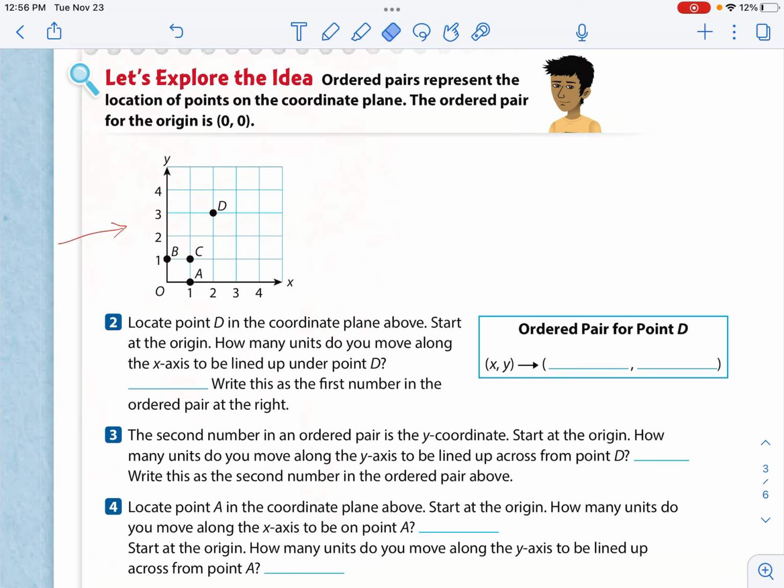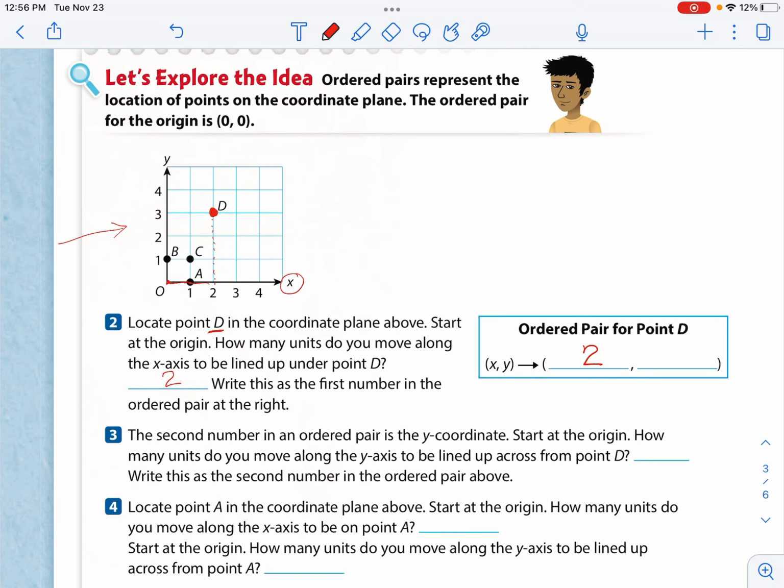I'm actually going to erase that so we can do it in different colors. So it says to locate point D in the coordinate plane above. So that's here, point D. Start at the origin. Okay. How many units do you move along the x-axis to be lined up under the point D? So what we do is we look over and see where the D comes down. It comes down to 2. So it says that we need to move over 2 points to be lined up under the D. So that's 2. So that's the first number in your ordered pair because remember, X comes first.